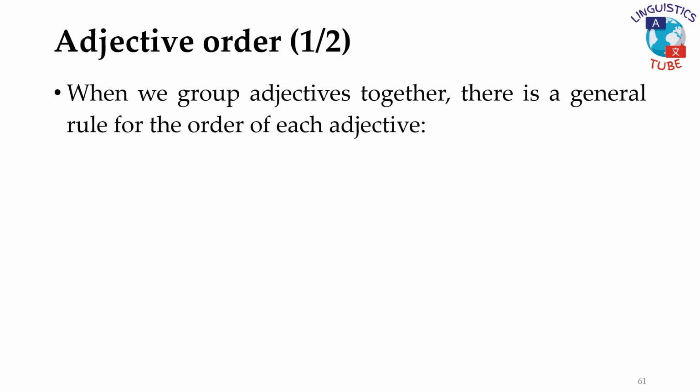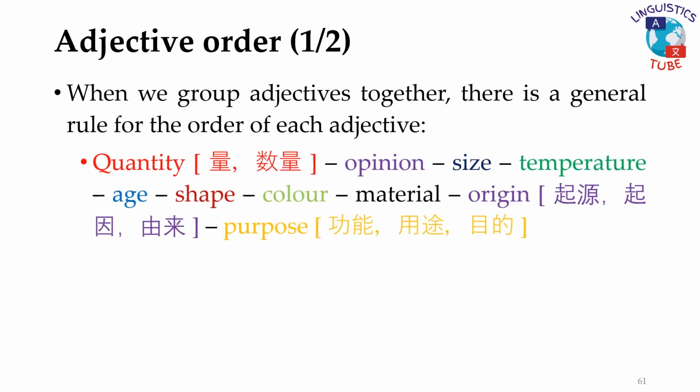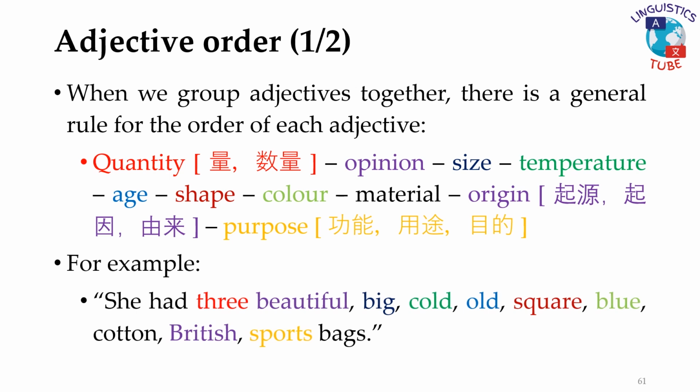Here is the order for the most common properties of adjectives: quantity, opinion, size, temperature, age, shape, color, material, origin, purpose. Of course, we very rarely put 10 properties together to describe one noun, but if we did, then this is the correct order. Changing this order will sound strange. Here is an example. She had 3 beautiful, big, cold, old, square, blue, cotton, British sports bags.